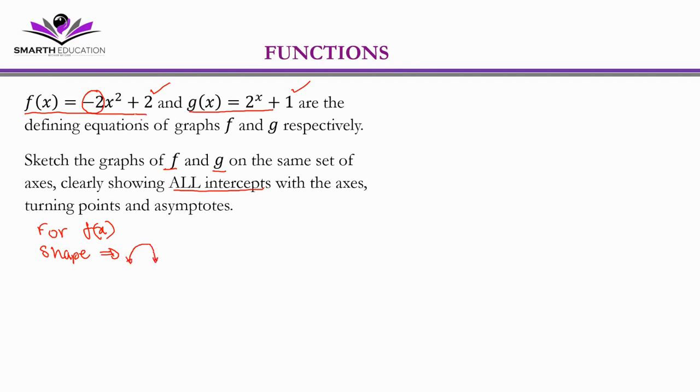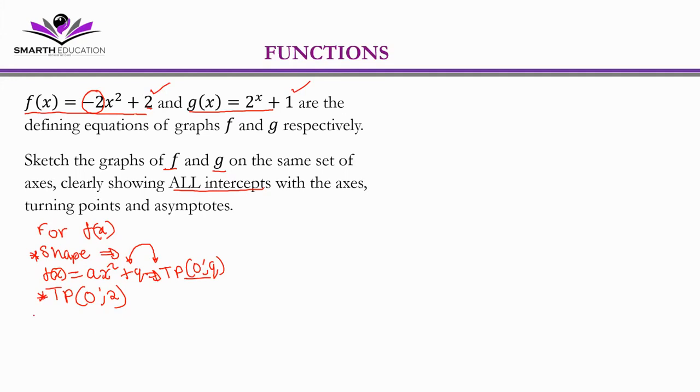And then what will be the turning point? The coordinates of the turning point. If you have the equation of the form f of x is equal to ax squared plus q, the coordinates of the turning point will be 0, q. So now our q is 2 for this function f of x. So the coordinates of the turning point are 0, 2. So we have the shape, we have the turning point.